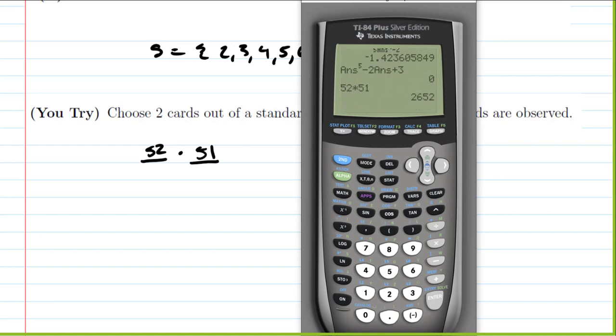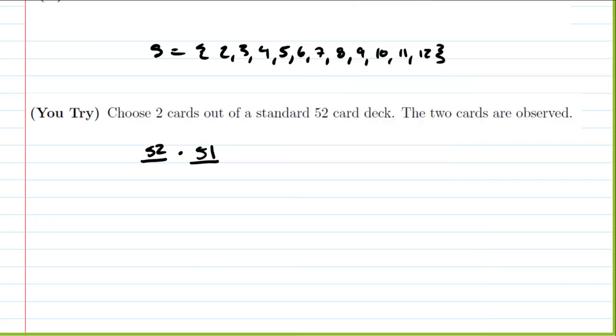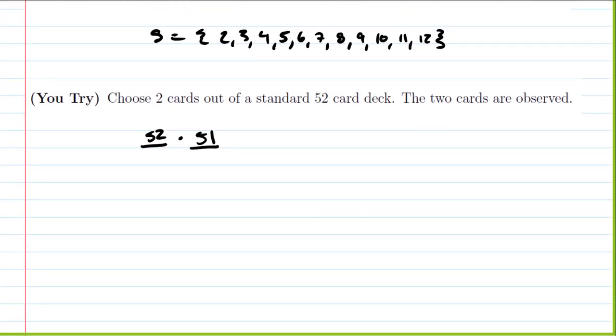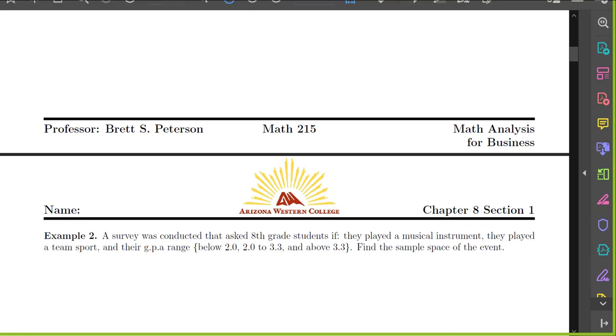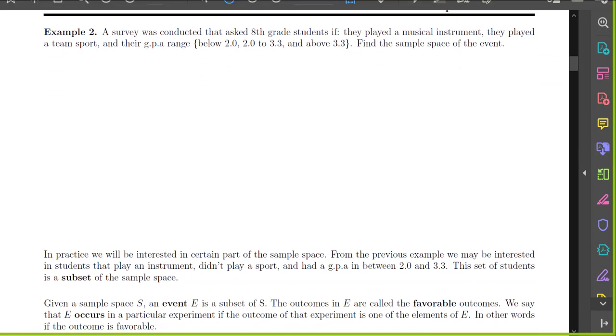2,652. Do you want to try to write out all those combinations? No. But it would look something like you would pair each card with every other card, right? So there would be a lot of them. So there are a lot of outcomes to this event. All right. Example 2.